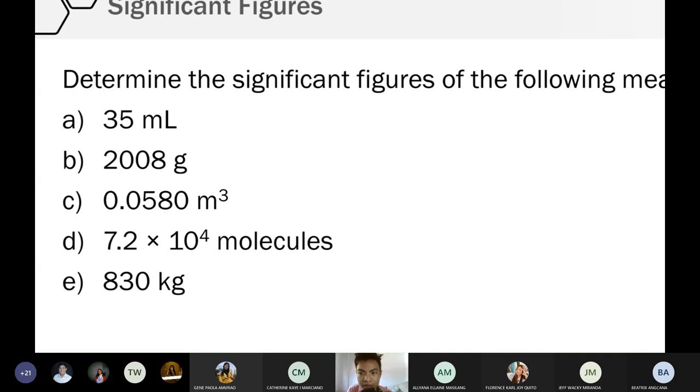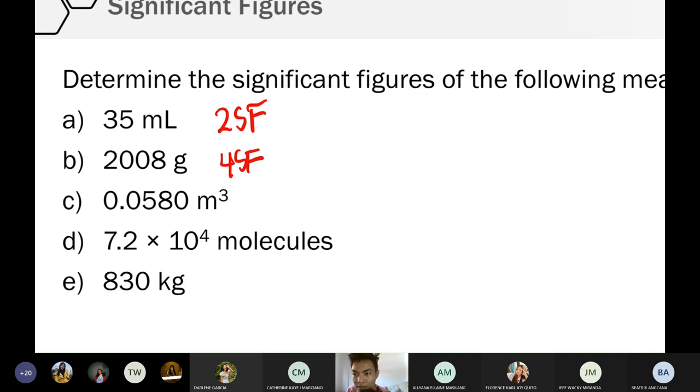Okay, so let's have Darlene. Use your mic para marinig natin. Two significant figures po. Okay, so that's correct. We have two sig figs because the two digits are non-zero digits. Okay, so thank you, Darlene. So let's have the next one. So let's have Jean Paula. Four significant figures, because the zeros are in between two non-zero digits, so that falls under rule number two. Okay, so thank you, Jean.